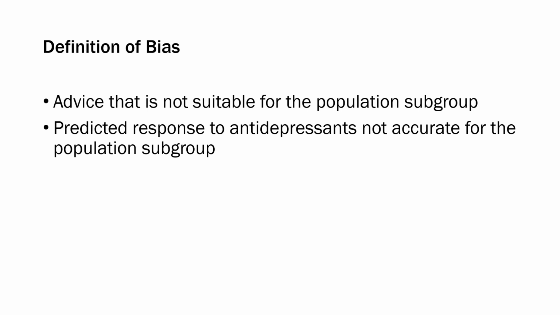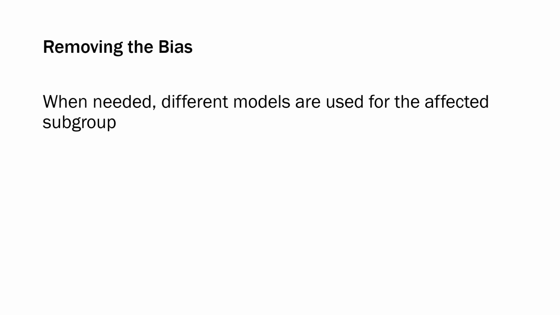Bias in our context is defined as advice that's not suitable for the population subgroup. So in essence, we are predicting the response to antidepressants, and if we find that such predictions are not appropriate for African Americans or a specific subgroup, then we will say there is bias. There are different ways of removing bias. The preferred method that we have is to remove it by creating different models for different racial or ethnic or other subgroups.